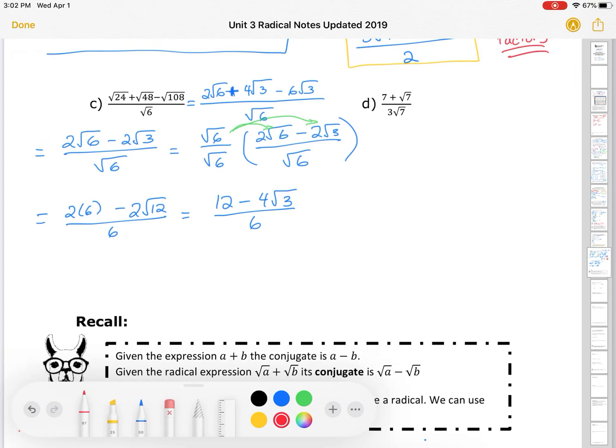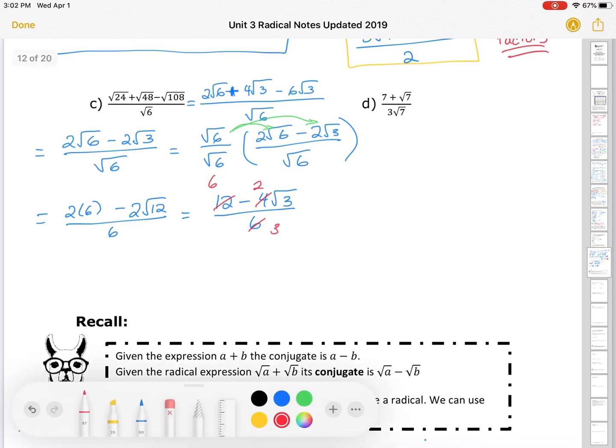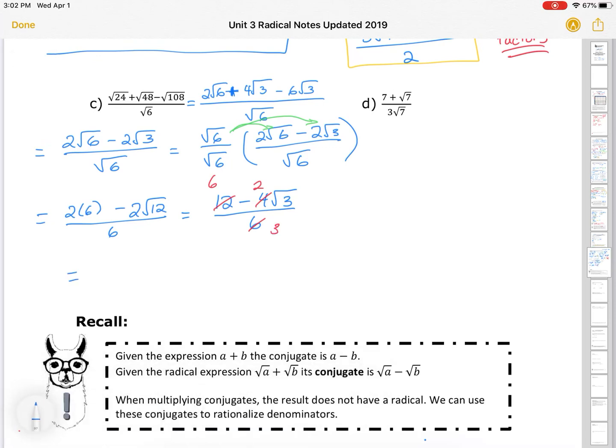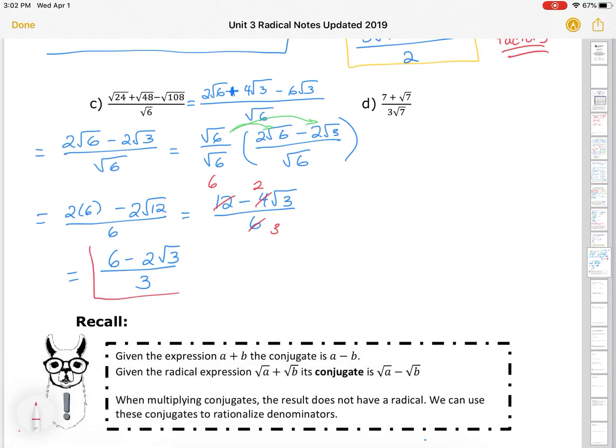Now I'm at the place with common factors. What can I common factor out of each of these terms? I can divide out a 2. So 12 divided by 2 is 6. Negative 4 divided by 2 is negative 2. And 6 divided by 2 is 3. So I've common factored, so that would give me my answer: 6 minus 2 root 3 all over 3.